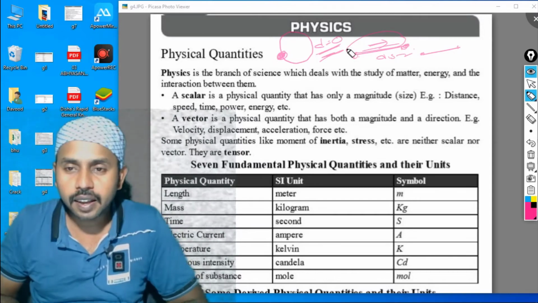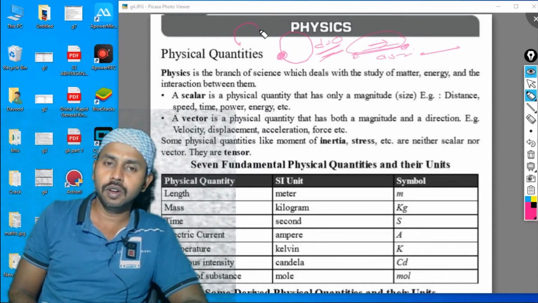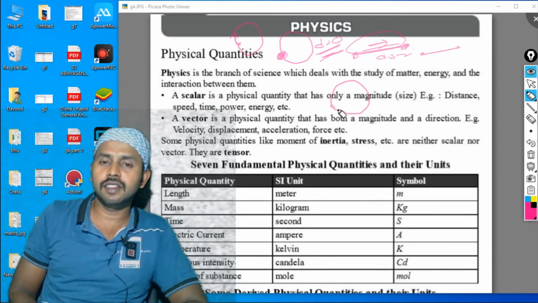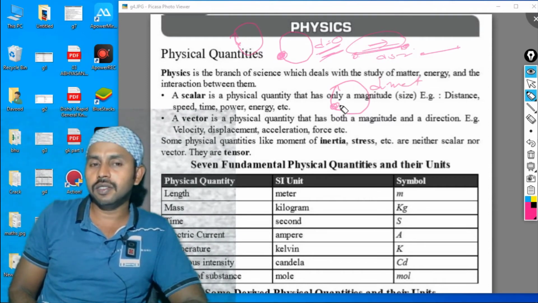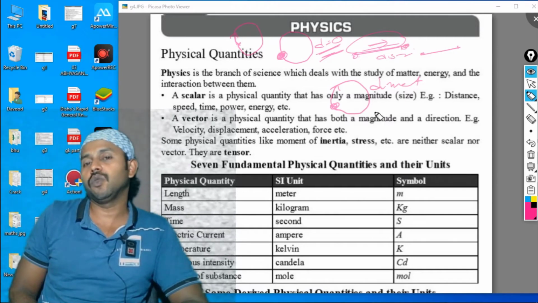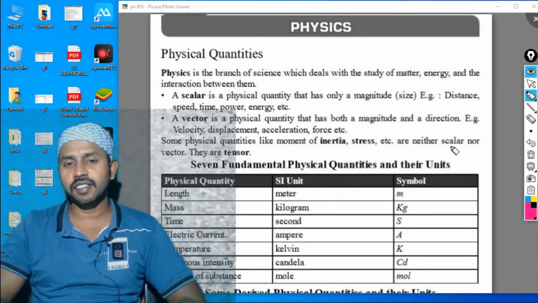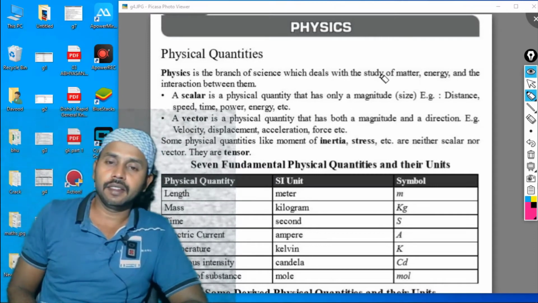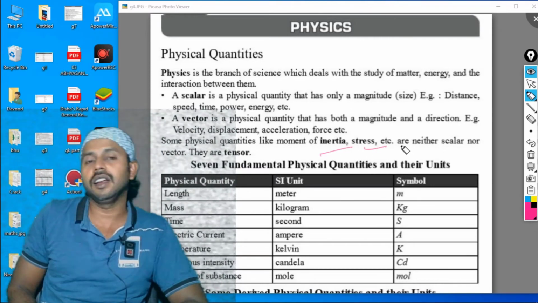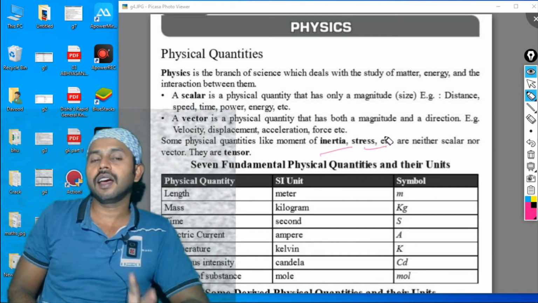Displacement definitely has direction. Suppose the object is moving in one direction only; we say it has definitely one direction. So it has direction and magnitude, and therefore we say it is a vector quantity. Next, some physical quantities like moment of inertia and stress are neither scalar nor vector quantities.